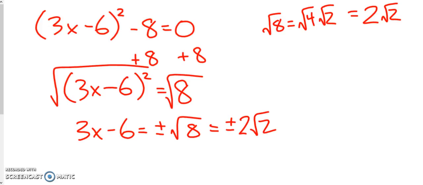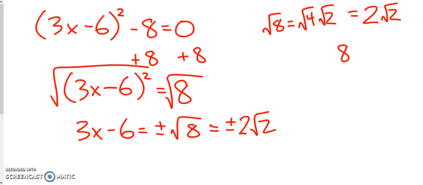Now, a lot of kids have a hard time remembering what their perfect squares are, so to get around that, what you can do is make this prime factor tree. So prime numbers are numbers that are only divisible by 1 and themselves. So like 2 is a prime number, 3 is a prime number, 5, 7, 11, 13, and so forth.